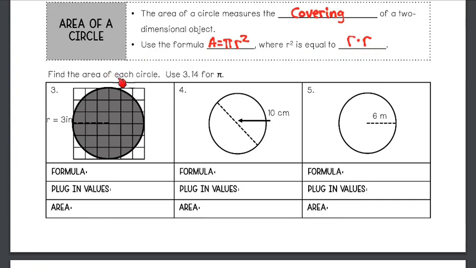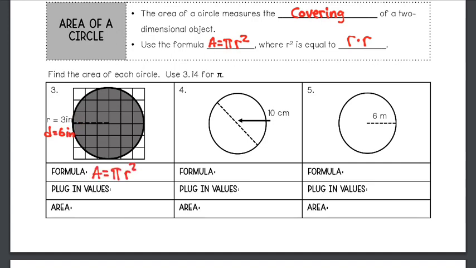So using that information, we're going to go ahead and find the area of each circle and use 3.14 for pi. So starting out, our formula, we would write down here area equals pi times radius squared. On each of these questions, I would like you to write the radius and what it equals and the diameter and what it equals. That'll be really helpful for what we're trying to do.